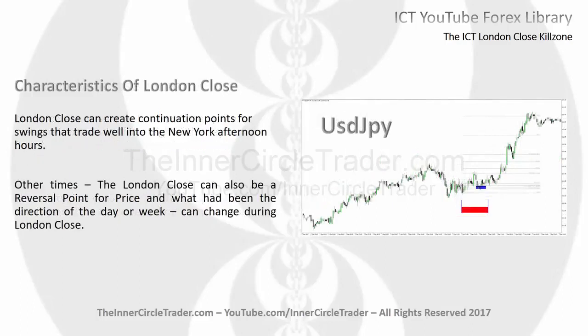Okay, characteristics of London close. Now, the London close can create continuation points for swings that trade well into New York afternoon hours. That means if we're bullish overall in the day, instead of creating the high of the day in bullish markets or bullish days, many times the London close can actually create a continuation pattern, as seen in this example here on the dollar yen. The market had traded higher initially during the day, and then we had a consolidation, but inside the consolidation we had an optimal trade entry here. This is going to be on a 5-minute basis. Okay, whenever we're studying London close, you have to be looking at it from a 5-minute.